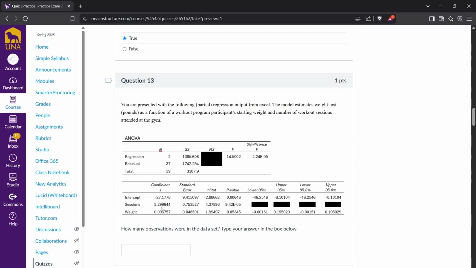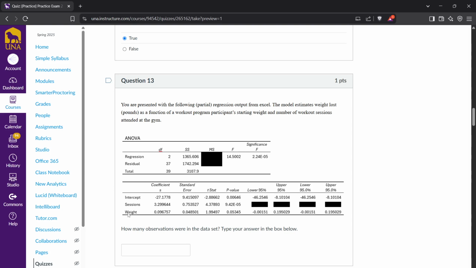So we see that the people who go to more sessions during this weight loss program, standard error, t-statistic, it's statistically significant. They lose more weight on average. So the people who are working out more lose more weight. Makes sense. We also see, again, weight, coefficient, standard error, t-statistic, p-value.